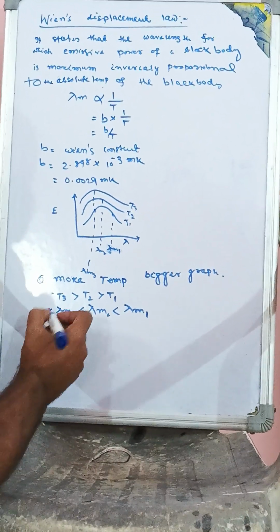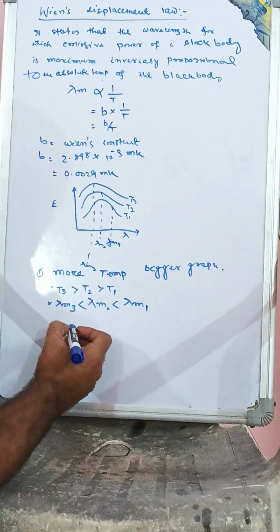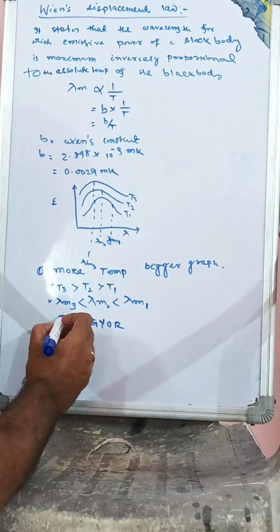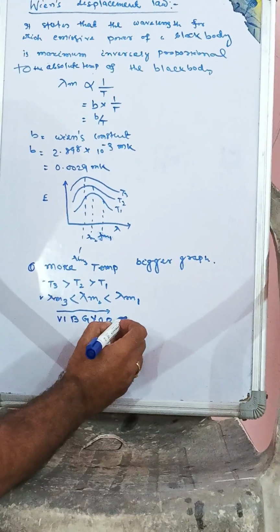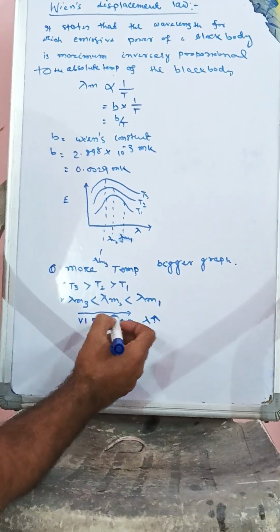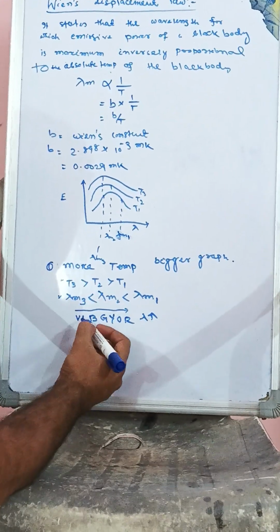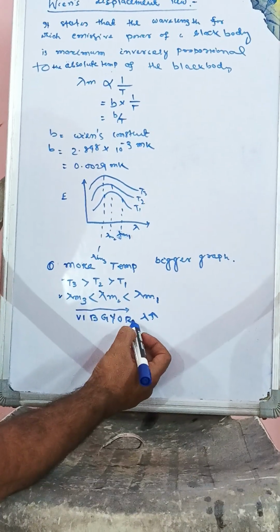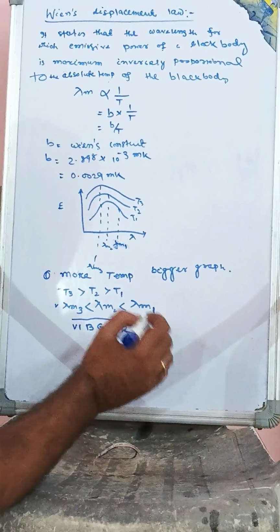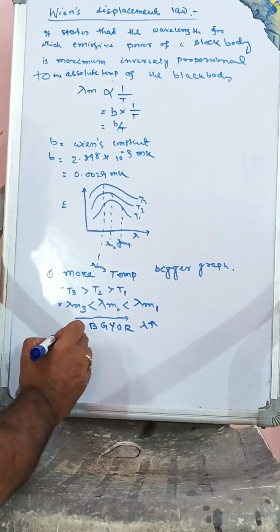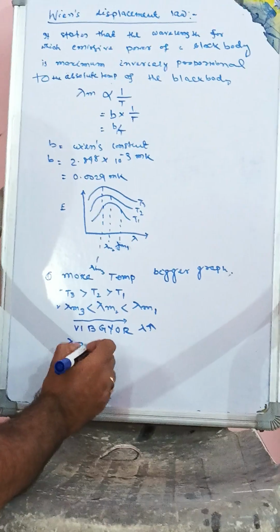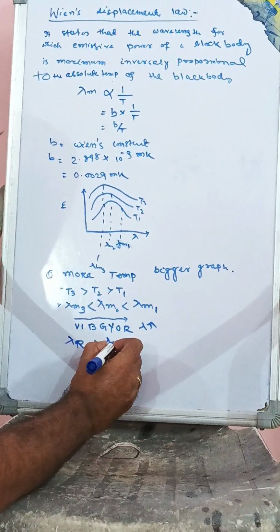From the 7 colors we know that when we move from violet to red, lambda increases. In the 7 colors, temperature is maximum in violet and very low in red, so lambda is more there. The wavelength of red is greater than the wavelength of violet.